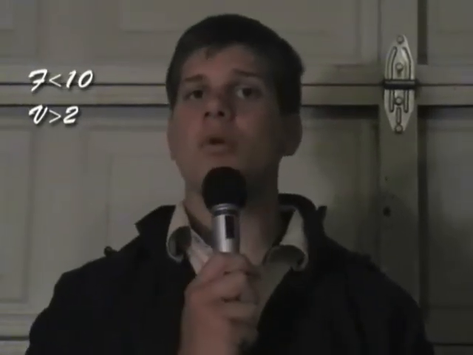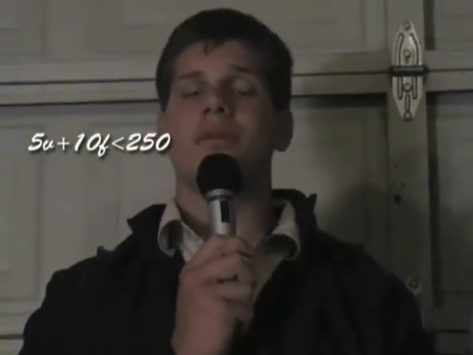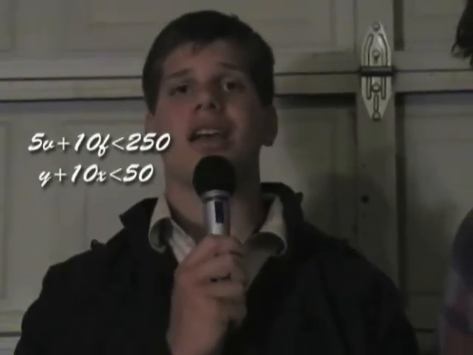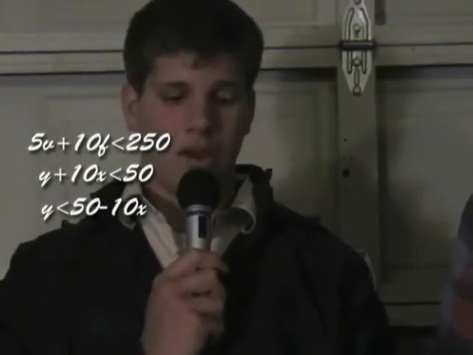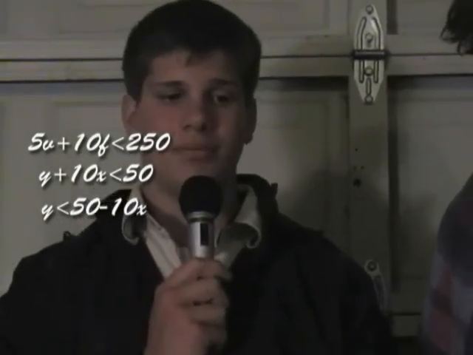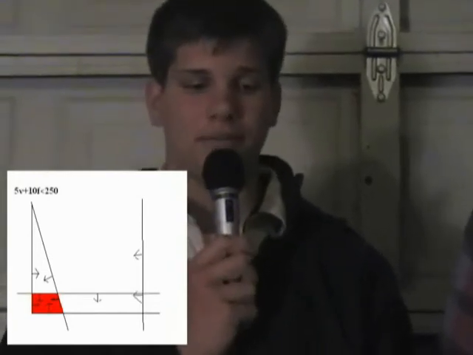But you can't spend more than $250. So what you do to isolate Y is divide 5 into 250 and subtract 10x, which will give you Y is less than or equal to 50 minus 10x. Then what you do is you put the coordinates you get onto a graph, which will give you the margin of profit that you will receive.